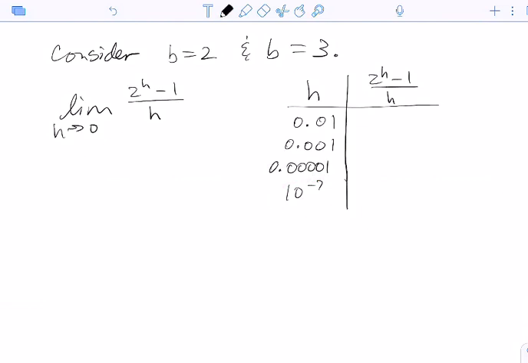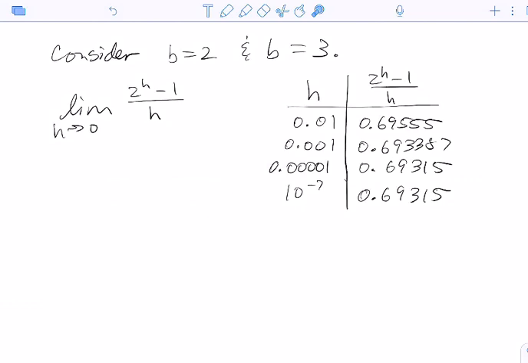Calculator values for this will be, for h being 1/100th, 2 to the h minus 1 over h is 0.69555. When h is 1/1,000th, we have 0.693387. When h is 1/10,000th, we have 0.69315. Same value when h is 10 to the negative 7, to 5 decimal places anyway. The thing I want to say here is this limit, as we look at the values in the table, seems to be approximating somewhere around 0.69. And all I want to say about that at this moment is that it's less than 1.